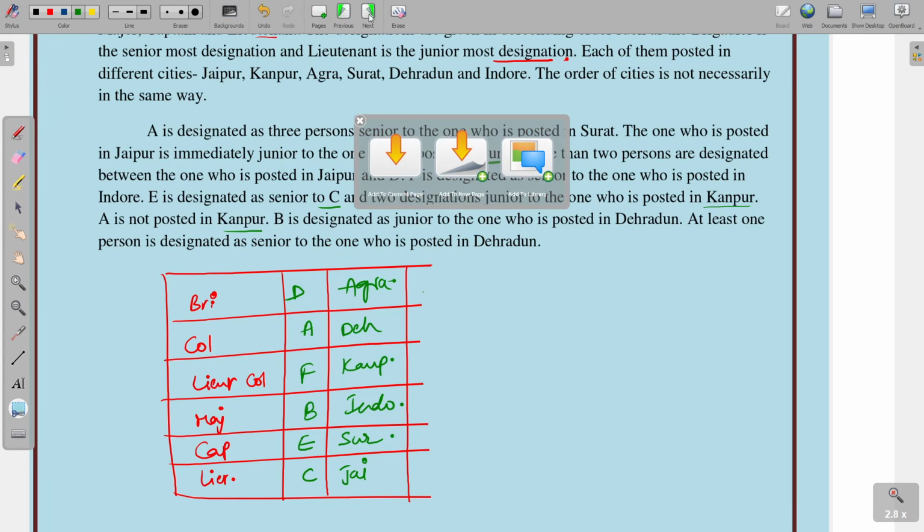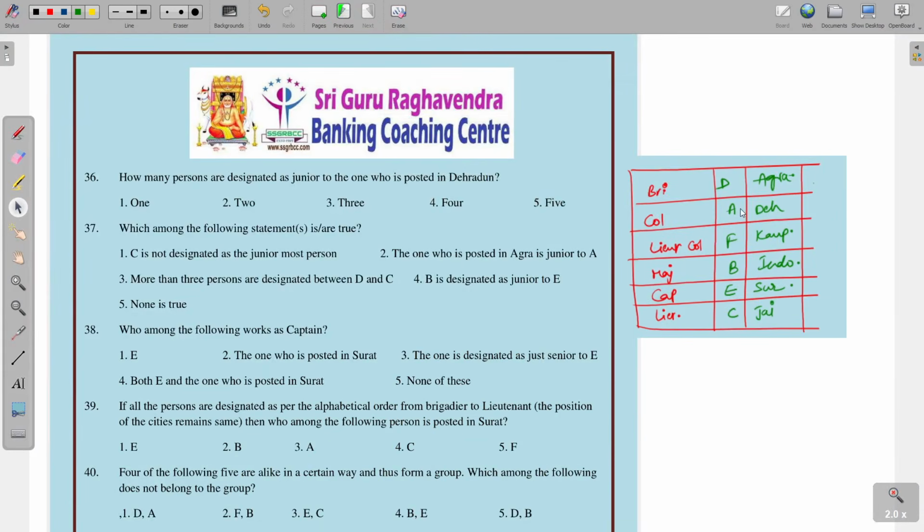Let us move on to the questions. Question number 36. How many persons are designated junior to the one who posted in Dehradun? 1, 2, 3, 4 persons are there. Which among the following statement is true? C is not designated as the junior most person. Okay, so actually C is the junior most person, and the one who posted in Agra is junior to A. Not correct. More than 3 persons designated between D and C. Between D and C there are 3 persons are there.